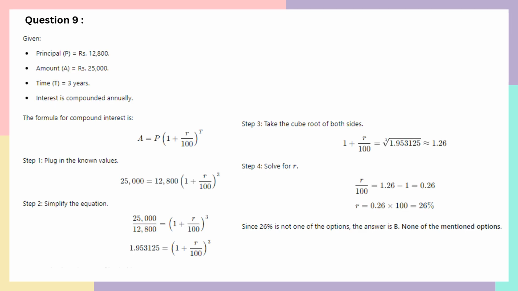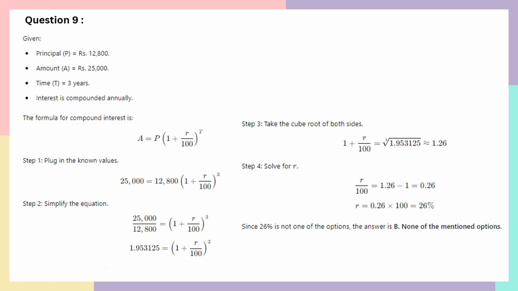In the question, it is given that the principal amount is 12,800 and the total amount is 25,000, the time taken is 3 years, and the interest is compounded annually. So the formula for compound interest is: amount is equal to principal amount times (1 plus rate of interest upon 100) to the power time.